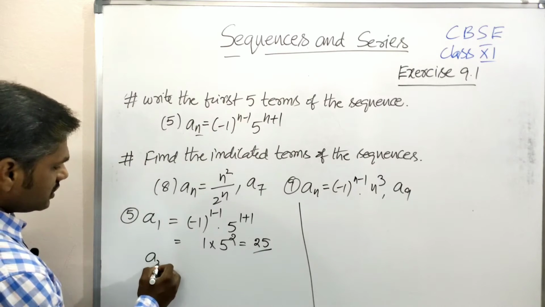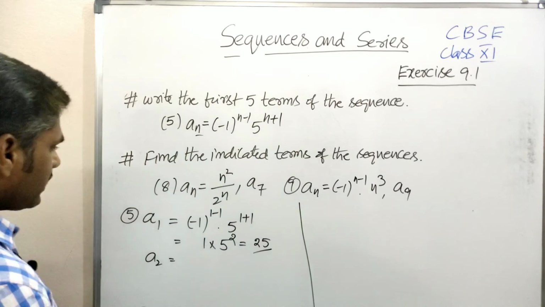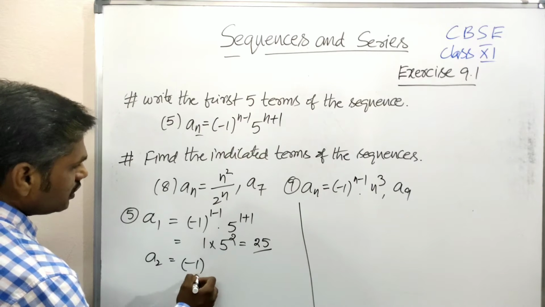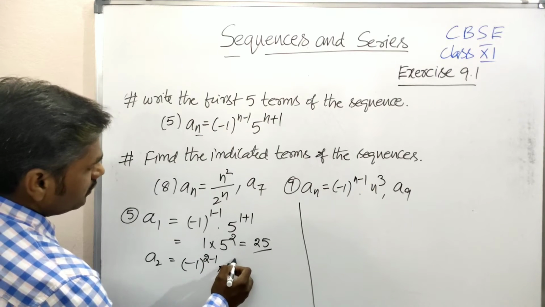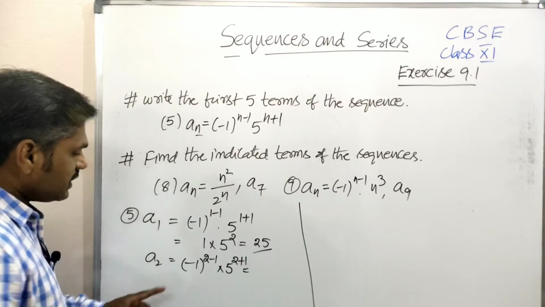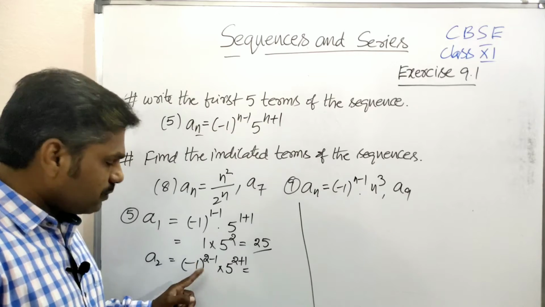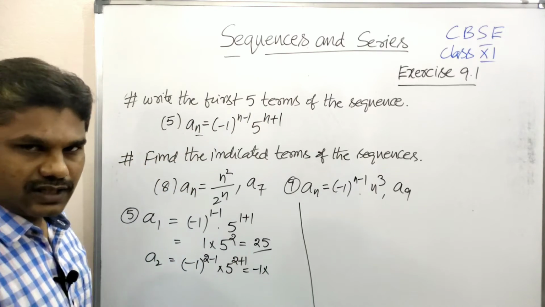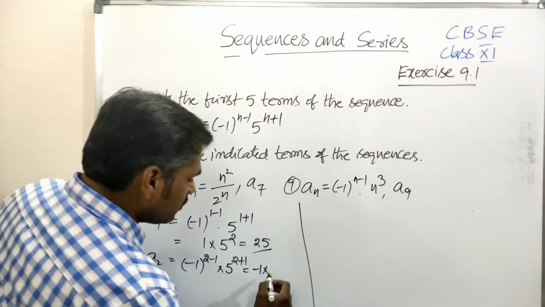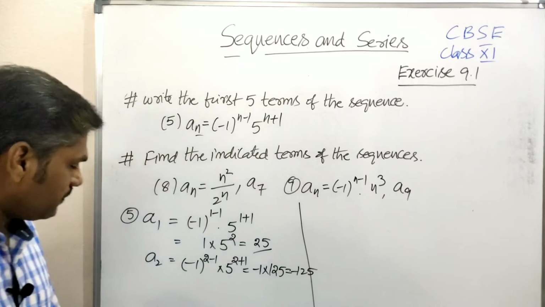Now I want the second term, which means put n = 2, then you will get the second term. Therefore (-1)^(2-1) × 5^(2+1). Again, (-1)^1, since 2 minus 1 is 1, it will become minus 1 into 5^3. 5^3 is nothing but 125. Therefore it is -125.